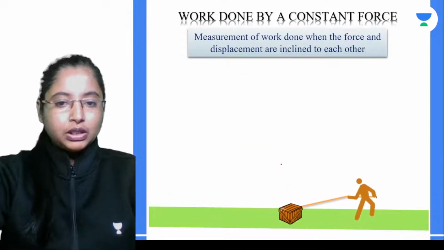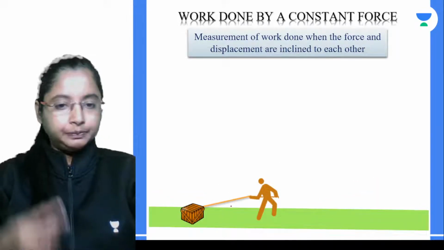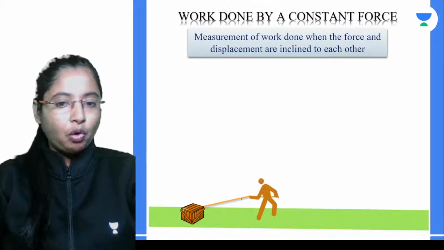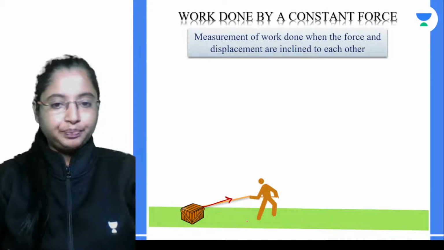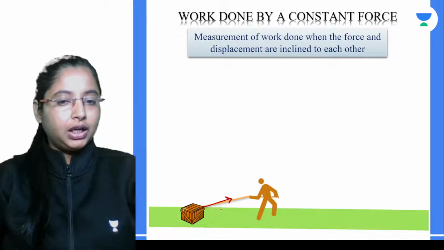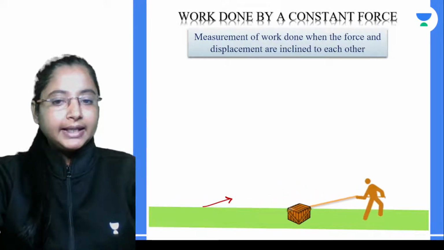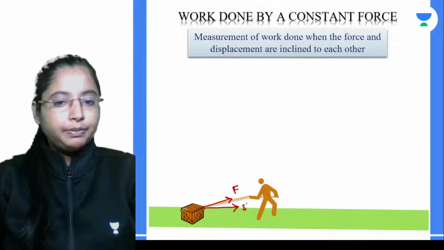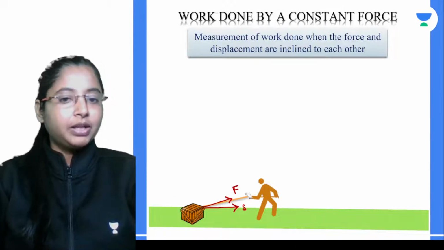In this case, the person pulls the load, which is tied to a rope, and obviously tension force would act. As he pulls the rope, there would be a force acting along the direction of the rope. For this force, the object is getting displaced in this direction, so the force applied and the displacement are inclined to each other. The angle between them is no longer 0.